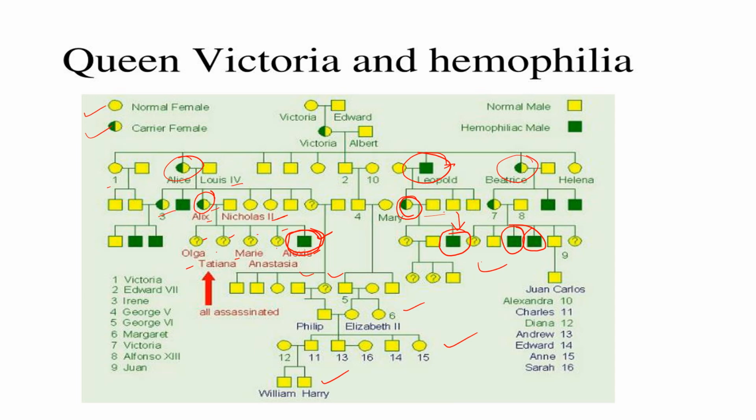This should have continued generation after generation, but in the 3rd generation it vanished. After Queen Victoria, the first, second and third generations had it, but in the 4th, 5th, 6th and 7th generations we are not seeing any hemophilia carriers or affected persons. They are all normal, and gradually this became normal in their family. So this is the pedigree analysis of hemophilia in Queen Victoria's family, and that is why it is called a royal disease.